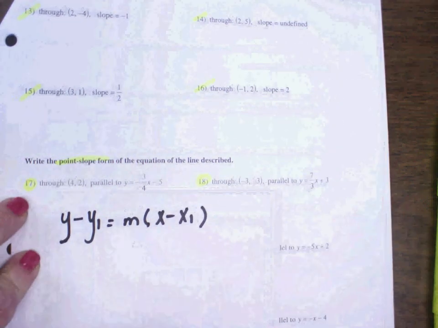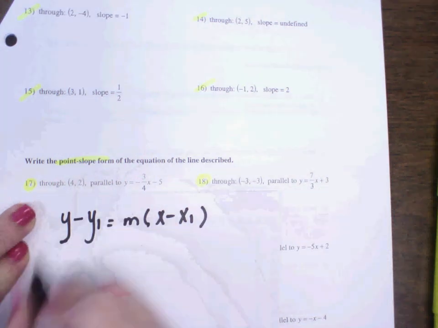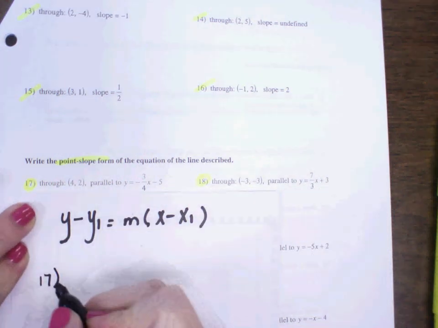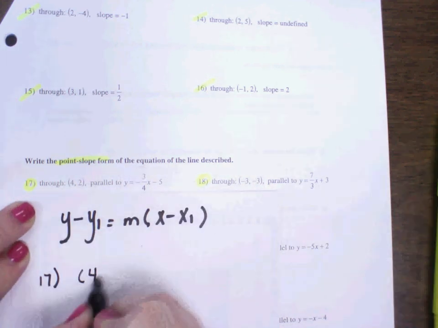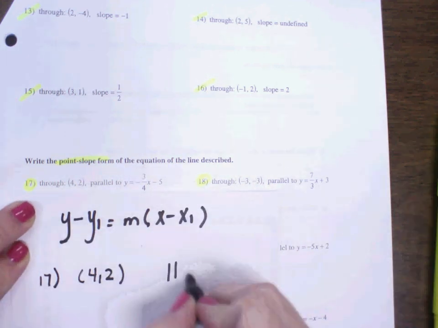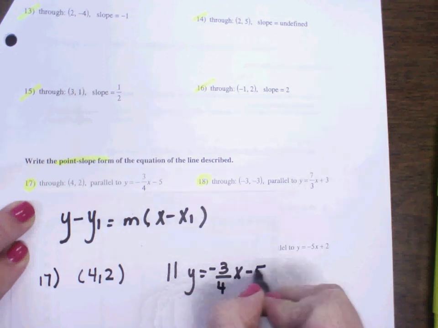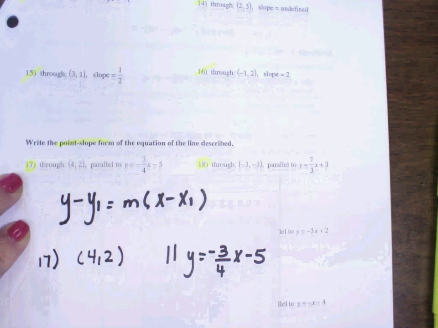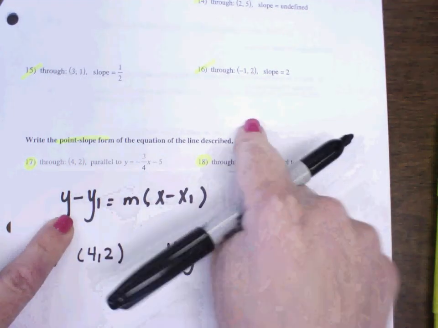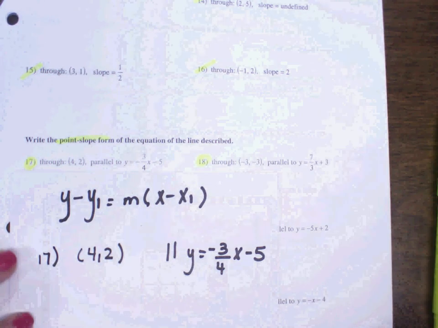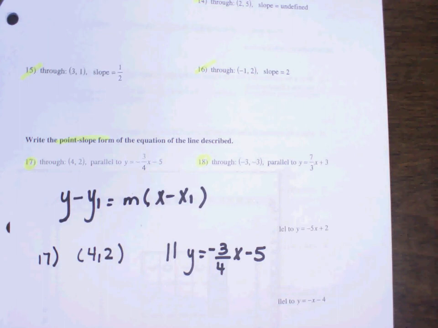So this is what I need, right? I need to write an equation of the line in point slope form that goes through the point (4, 2), and it's parallel to y equals negative 3/4 x minus 5. You don't need to write all of this. You have that on your paper. The only thing I would write is that at the top so that you know what you're looking for, right?